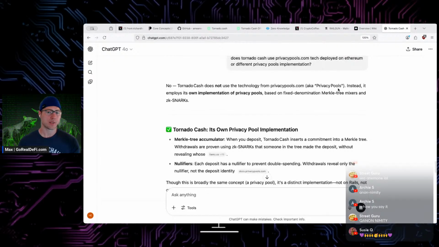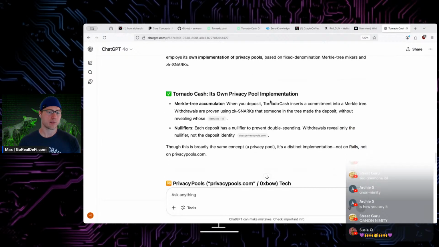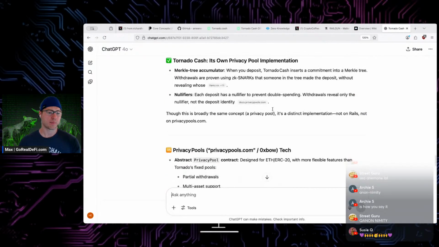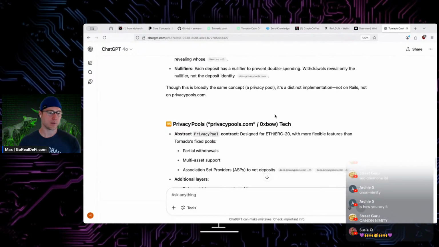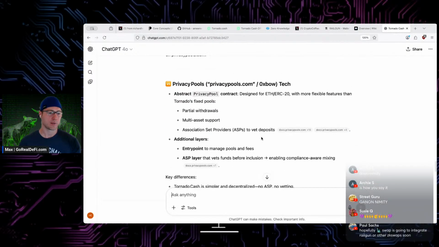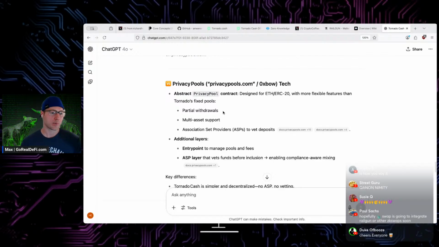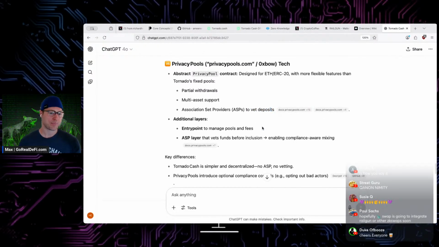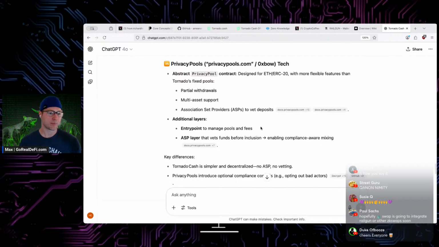Yeah, so this is the privacy pools. So it employs the unimplemented privacy pools. Yeah, that makes sense, because privacy pools, at least the official one, is pretty new. Okay, so it has new features. It's an abstract privacy pool contract designed for ETH and ERC20 with more flexible features than Tornado's fixed pools: partial withdrawals, multi-asset support, and ASPs to vet deposits. Maybe Tornado Cash didn't have that. And yeah, the government didn't like it and all that stuff, which is what happened. It could have happened before, but that could be upgraded too, to make Tornado Cash more compliant or something.